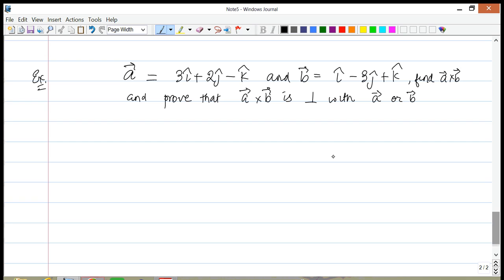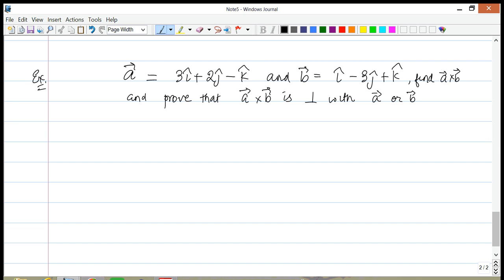Okay, so let's quickly apply the concept that we've developed in the previous video to doing a cross product of two vectors. We're given two vectors, we're going to find A cross B, and then we'll do one more thing. We'll show that this cross product is indeed perpendicular to A or B.